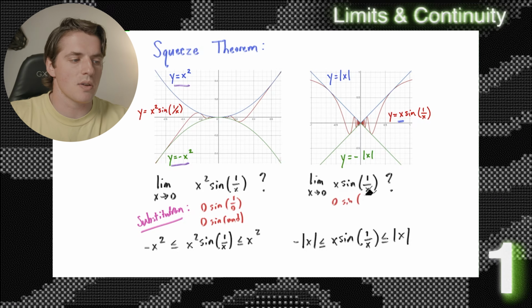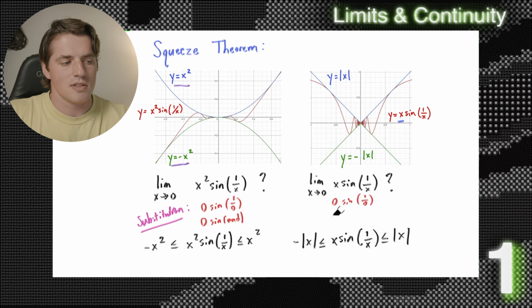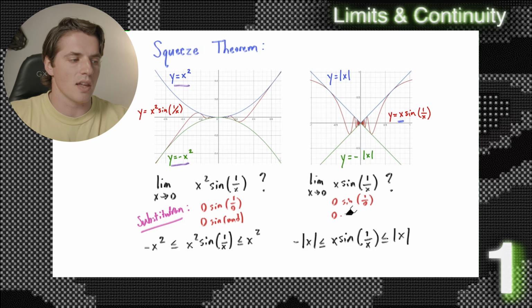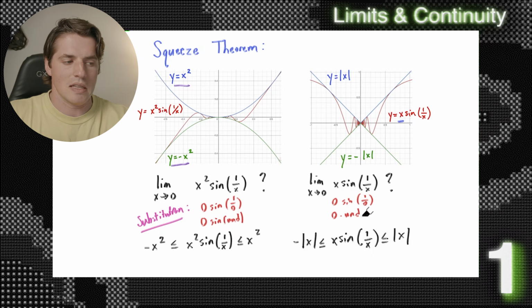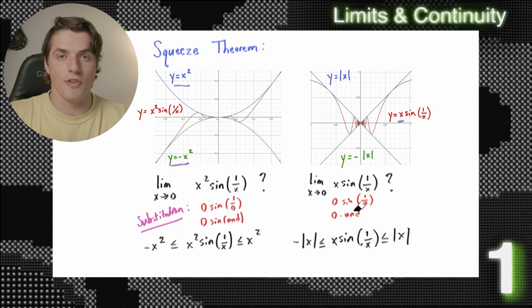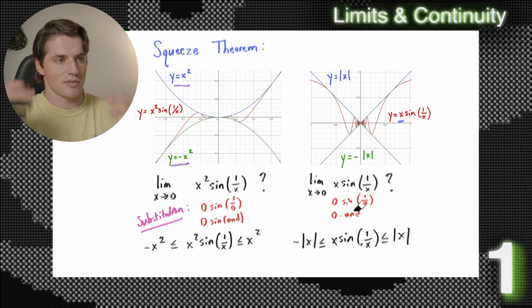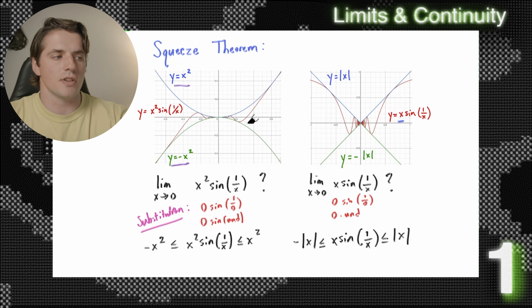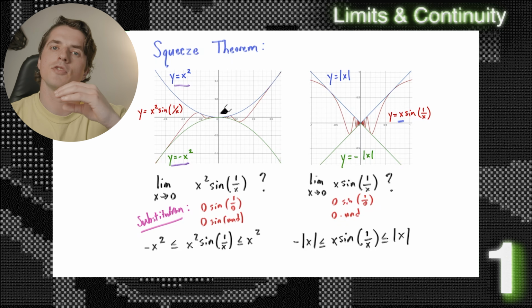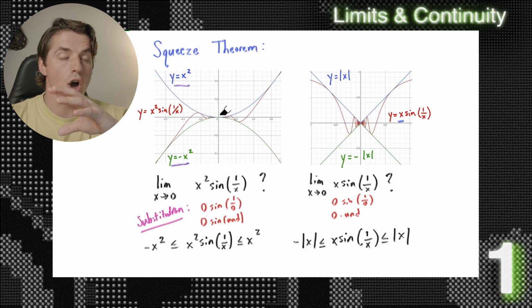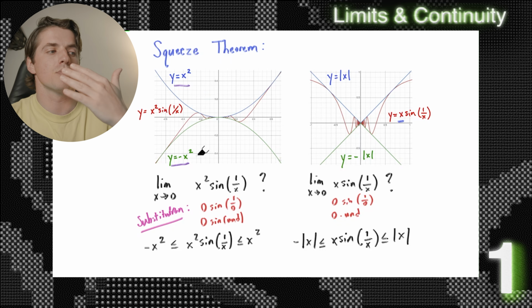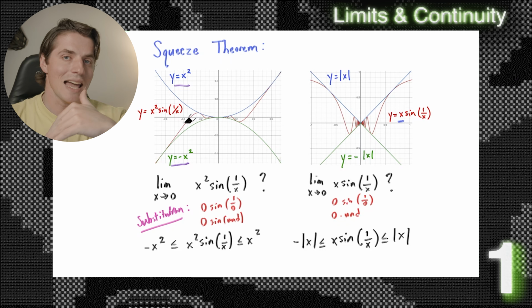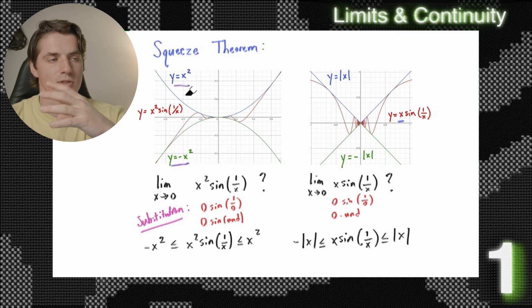Plug in here as well, we get 0 times sine of 1 over 0. Once again, 0 times, let's just say sine of undefined is undefined. So 0 times undefined is something undefined. The idea of the squeeze theorem is that if we have two functions that we know are always greater and always less than the function that we're interested in.